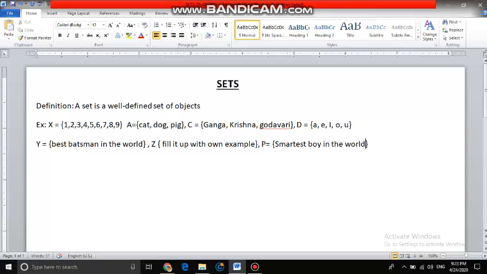So myself, I am the smartest boy. Yourself, you are the smartest boy. To define the word smartest is a difficult thing, because the definition changes from person to person, and the criteria you select to define the smartest or best man changes from person to person. So these are examples which are not a set. Wherever they use words like best, worst, smart, ugly, where the definition changes from person to person, we don't call them a set.